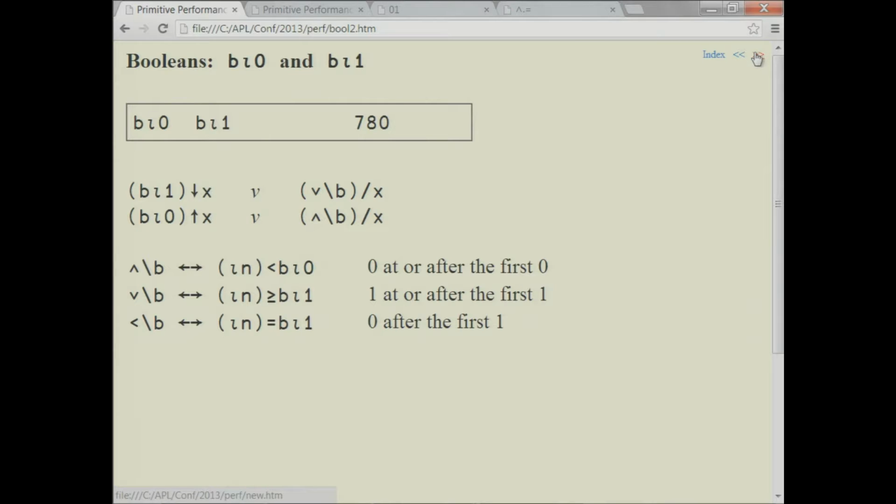It has to be, because with the drop, you know that you're dropping off a chunk all at once. With the compress, you don't know where the ones are. And likewise for b iota 0 and scan b. So actually, b iota 0 and b iota 1 underlie several of the Boolean scans, and those scans are now faster as a result.